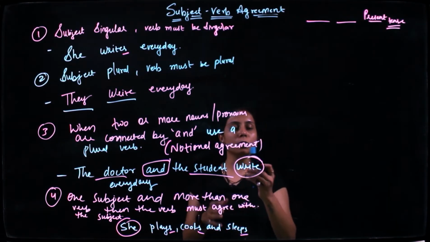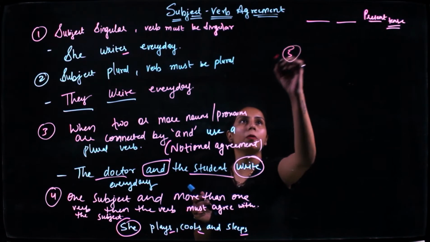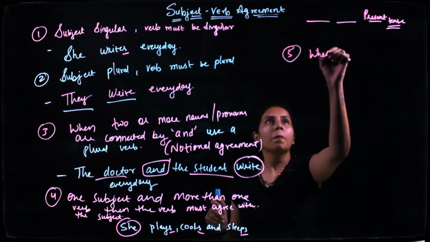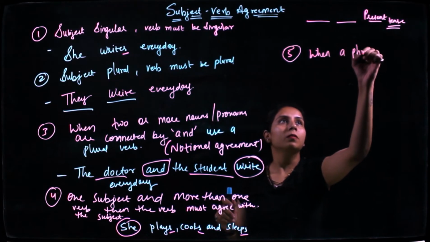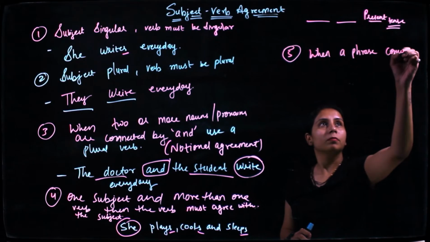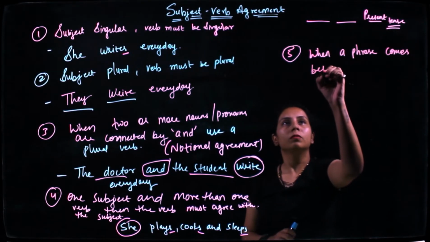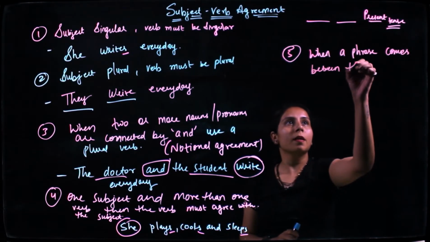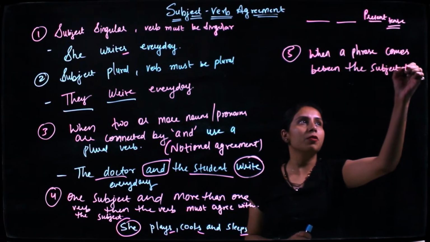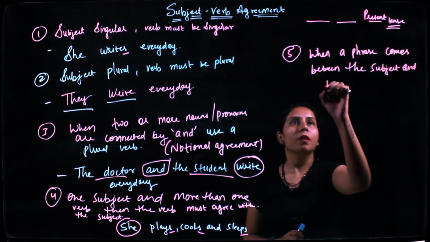Now this was the fourth one we discussed. We are going to talk about the fifth one now. That is when a phrase comes between the subject and the verb. When a phrase comes between the subject and the verb.